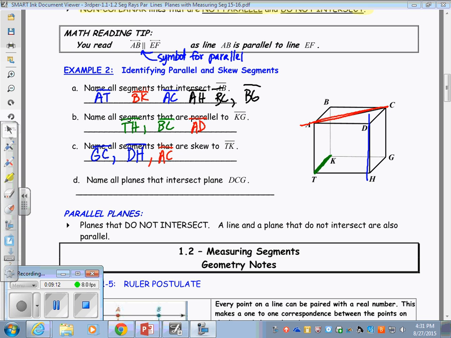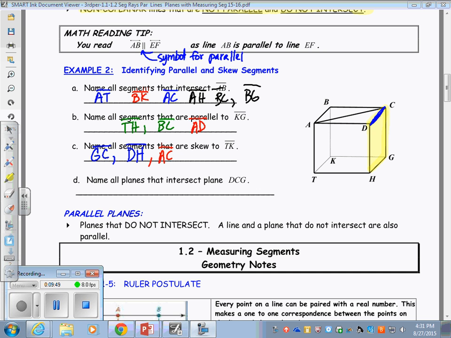Now, name all planes that intersect plane DCG. We kind of did this on the other set of notes. To help you visualize it, follow the letters in order. So D to C to G would be this plane here, the right face. And we want a plane that intersects, that touches that plane. Now when we name a plane with 3 letters, they are 3 non-coplanar points. And if it's intersecting, it's got to touch this edge here.